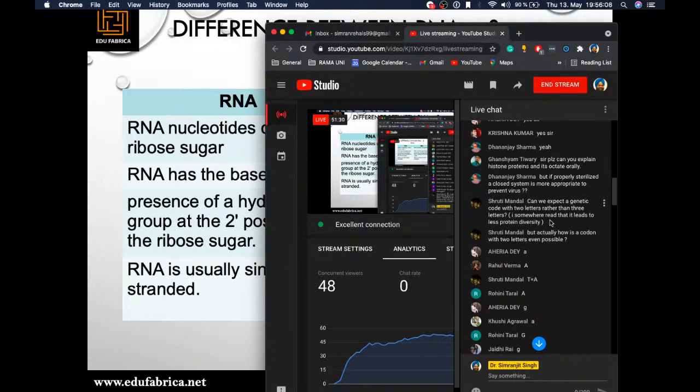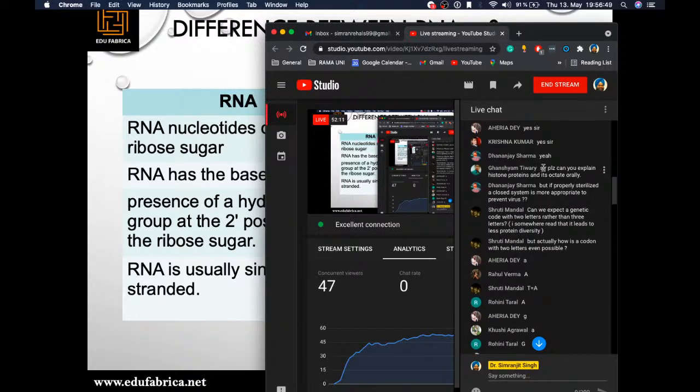Can we accept a genetic code with 2 letters rather than 3 letters? I read somewhere that it leads to less protein diversity. Oh, that's a new field of study. This might be a mutation actually. If we do not have 3 letters in the codons, they will not code for the proper protein we are working on, so it might not be good enough to do the functions they should do. I need to look into that, but it would be a genetic mutation if we have 2 letters in the genetic code.